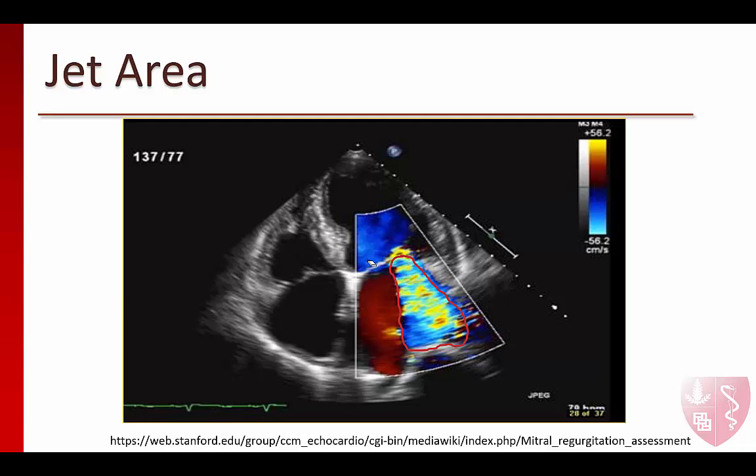This is actually an apical 4-chamber view from transthoracic echo. This is the right atrium, right ventricle, left atrium, and left ventricle. This here is a jet of MR with jet area traced in red.